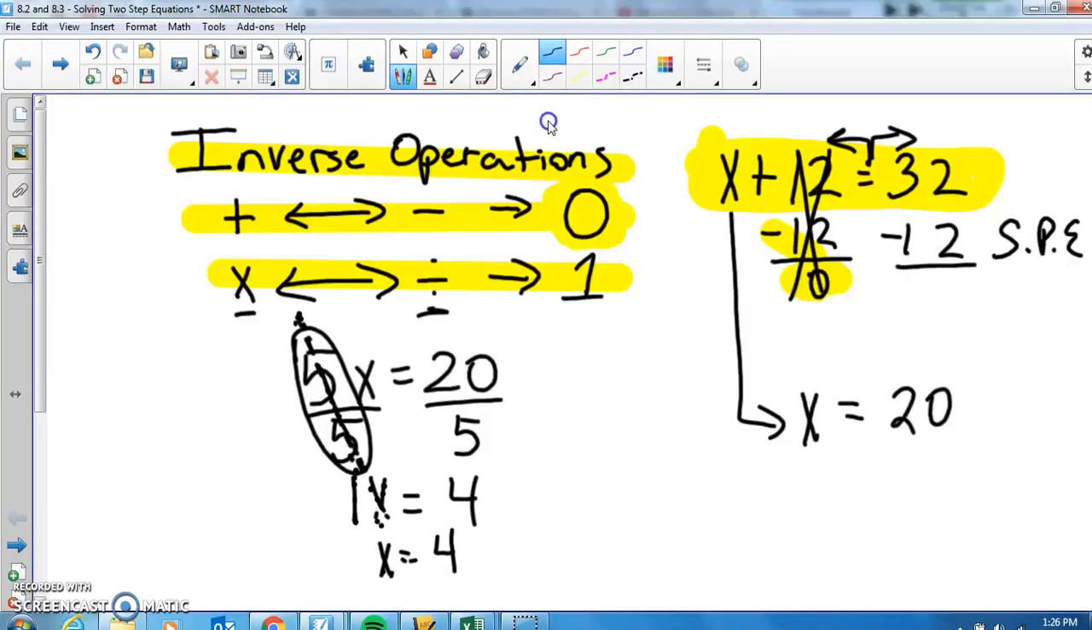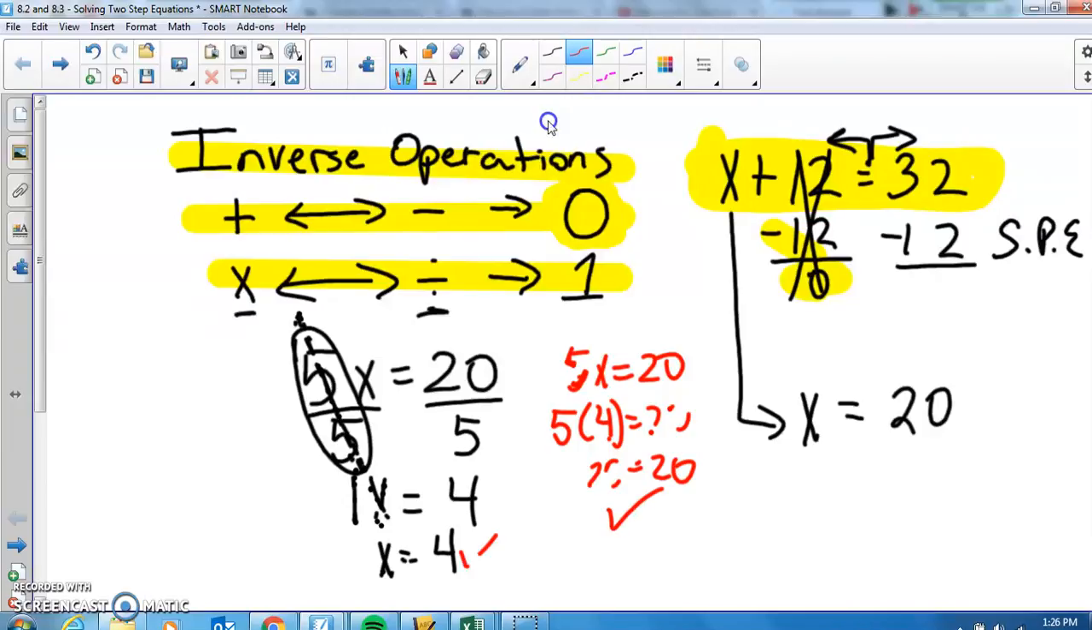And I can go back into my problem. My original problem was 5x equals 20. If I substitute the value of x is 4, 5 times 4 is 20, so that works out, so I know 4 is the correct answer.